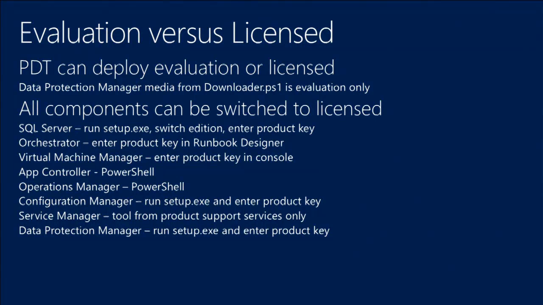I mentioned at the beginning you can deploy evaluation or license. If you give it keys, it'll license it. If you don't, it's evaluation. The one gotcha there is DPM. The media that the downloader gets is eval only. So you can't give it a key and install with that DPM media license. You've got to go get your media from the volume license site. Similarly, you can't take the volume license and not give it a key and have it install eval only. So PDT is the only one you may have to switch the media.